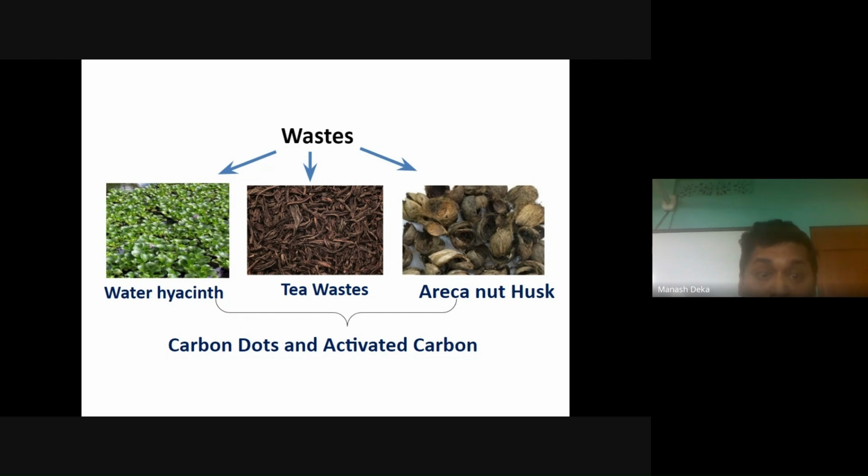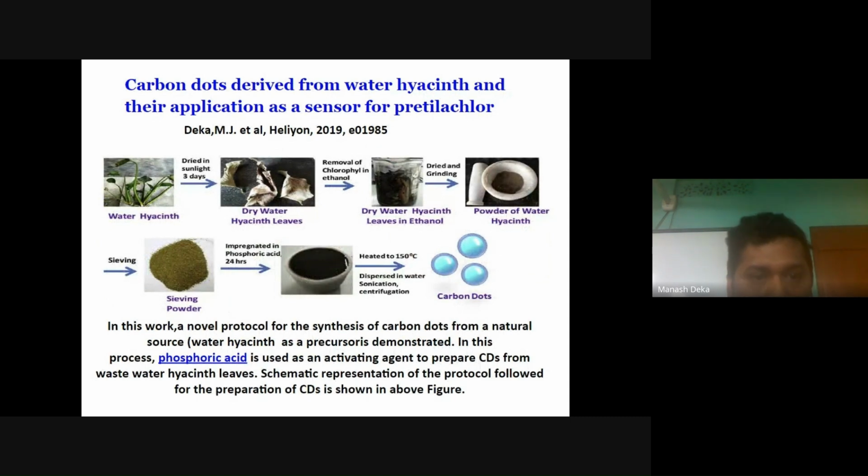In this presentation, I would like to present one work on water hyacinth derived carbon quantum dots for sensing some herbicide. In this work we have synthesized carbon quantum dots from water hyacinth, and this is the procedure. The water hyacinth was collected from our college campus, then dried in sunlight for 3 days. Then the chlorophyll is removed, it is dried again, and it becomes a powder of water hyacinth. Then we sieve this powder and impregnate it in phosphoric acid for 24 hours for activation, and then it is heated to 150 degrees Celsius. After that, it is dispersed in water, sonicated, and centrifuged, and our desired product is ready for characterization.